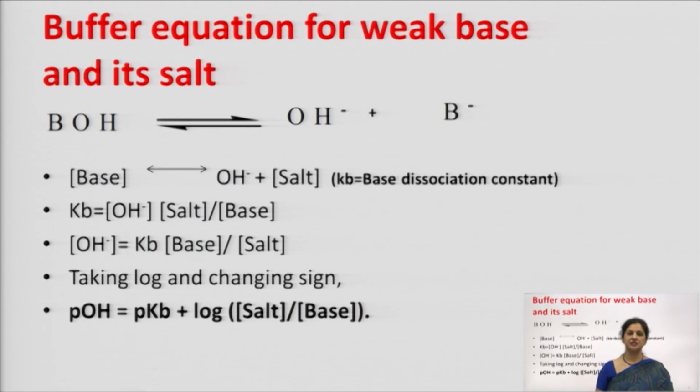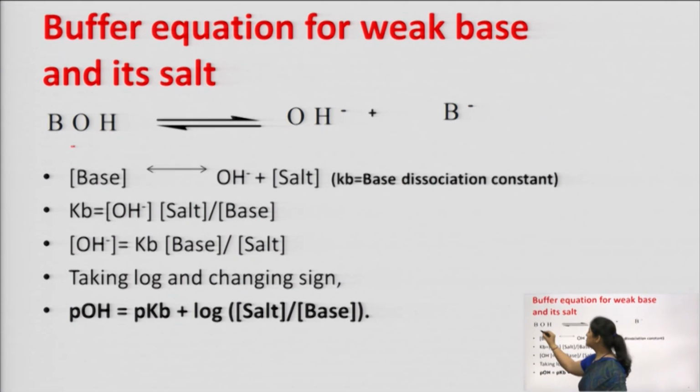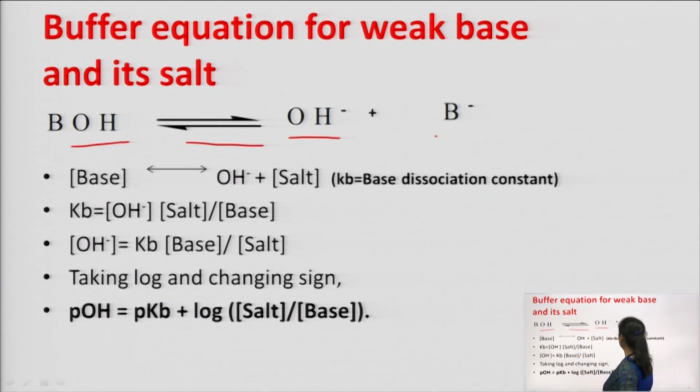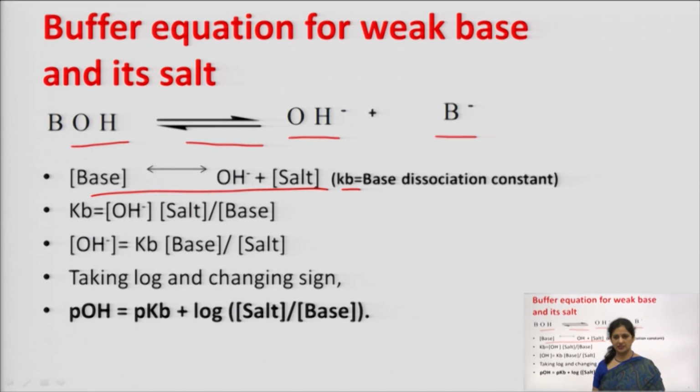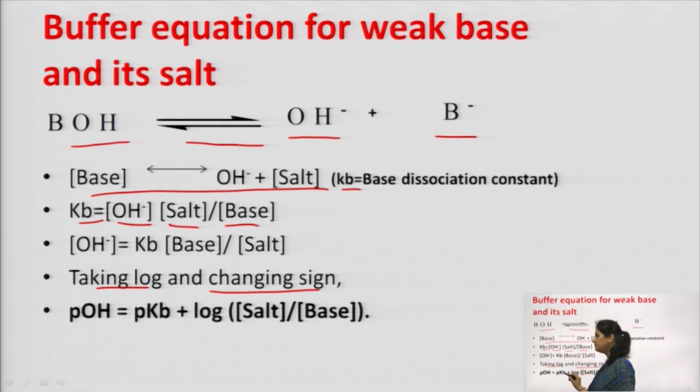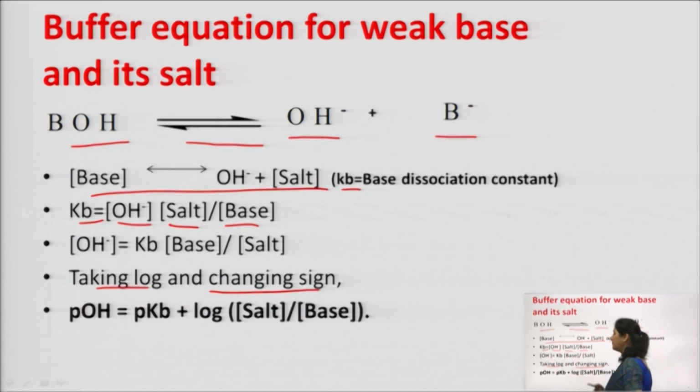We can also write the equation for buffers of a weak base and its salt. Let us have a look at this reaction here. BOH is a base which dissociates into hydroxyl ion and the positive ion. We can write this equation like this, where Kb is the base dissociation constant. Again, as per the law of mass action, I can write the equation as Kb is equal to OH negative ion into salt upon base, that is product upon reactant. Now, taking log and changing the sign, I have the equation pOH is equal to pKb plus log of salt upon base. Now, this is the Henderson-Hasselbalch equation or the buffer equation for the weak base and its salt.